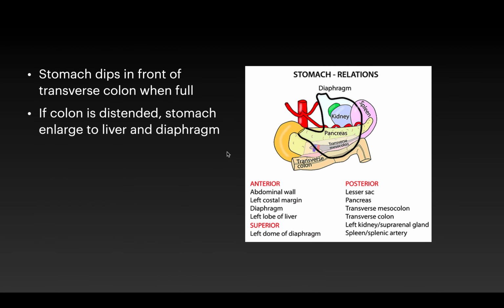So the stomach will dip in front of the transverse colon when it's full, and if the colon is distended, the stomach will push upward and enlarge to touch the liver and the diaphragm. That's why when you eat too much and you haven't completely cleared out your colon, you feel short of breath. So in front of the stomach is going to be the abdominal wall, left costal margin, diaphragm, and left lobe of the liver. Above is going to be the diaphragm. Behind is going to be the lesser omental sac, pancreas, the transverse mesocolon, the transverse colon itself, the left kidney, and the adrenal gland, along with the spleen.